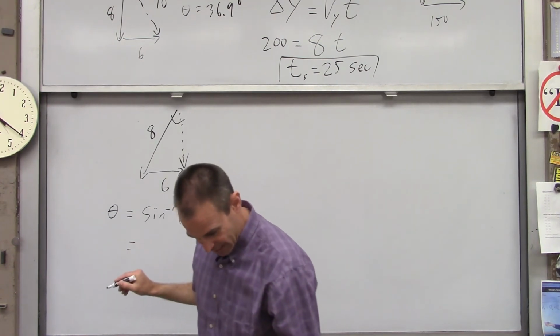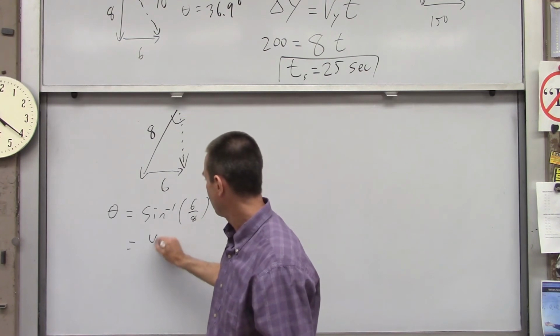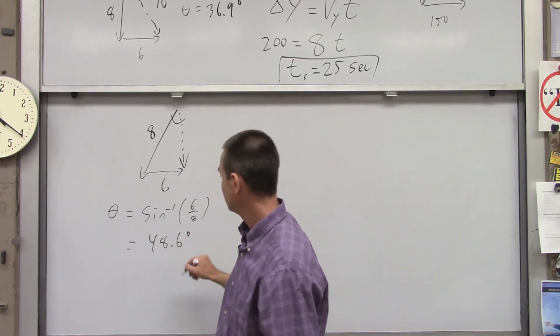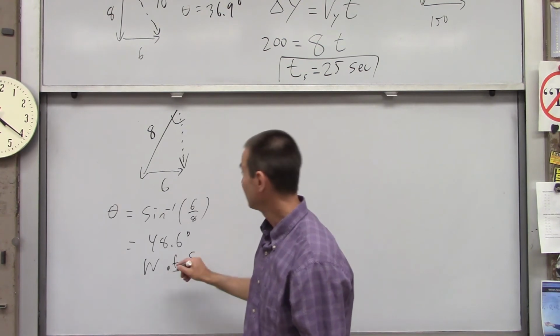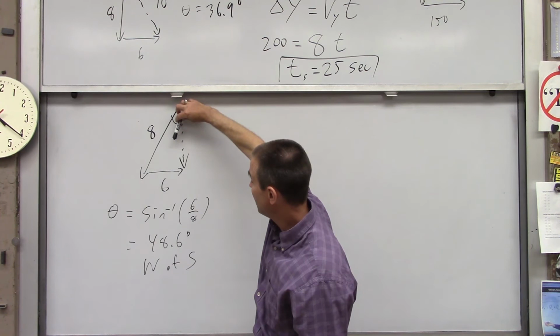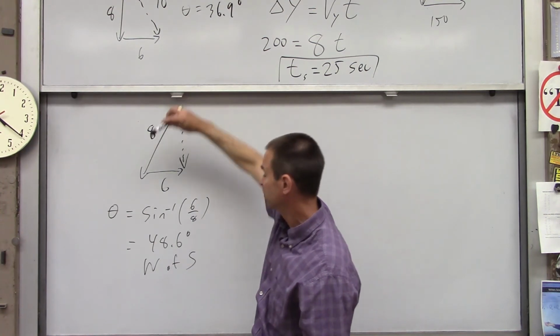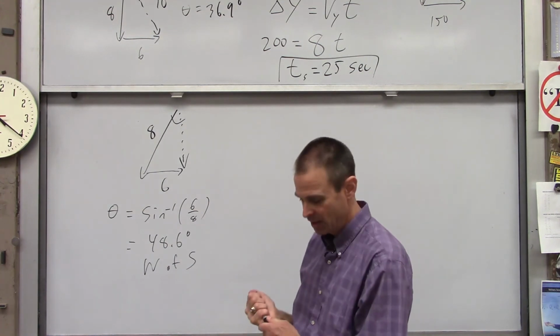And if you do that, I'll save you the work, you get about 48.6 degrees, and he is pointed west of south. So he's here straight south. He has to direct himself 48.6 degrees west of that, which is significantly bigger than 36.9 degrees.